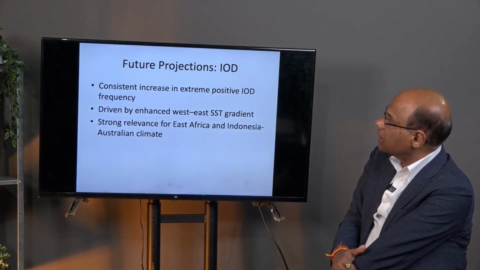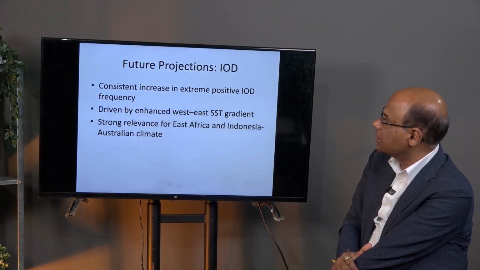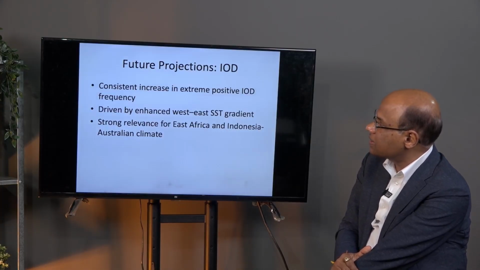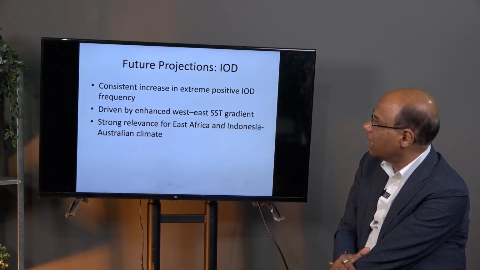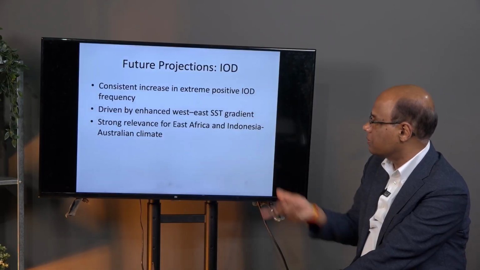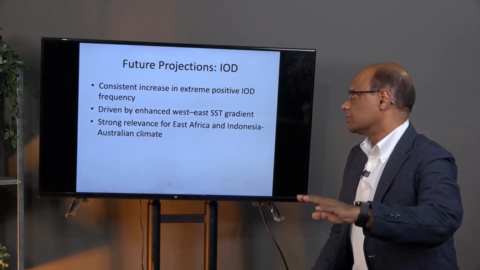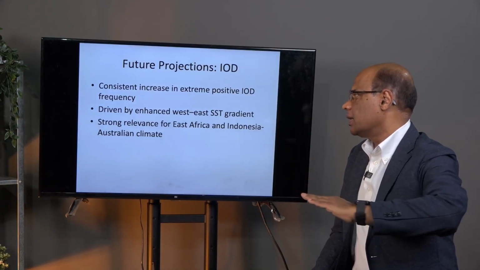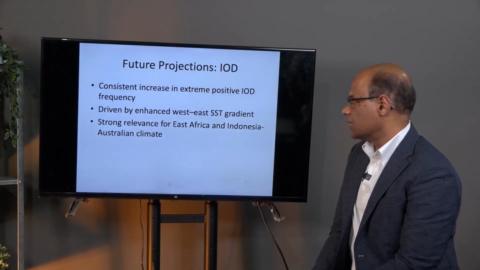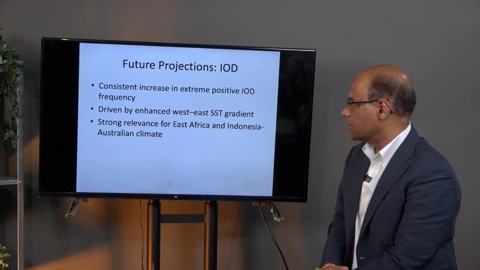Future projections of IOD: models say that there will be a consistent increase in extreme positive IOD frequency, because the mean state in the Indian Ocean is favoring more frequent positive IOD events, including consecutive positive IOD events. The western side is getting warmer, and this creates a thermocline slope which favors upwelling on the eastern side, the Sumatra side. So, that will favor more positive Indian Ocean dipole in the future climate.